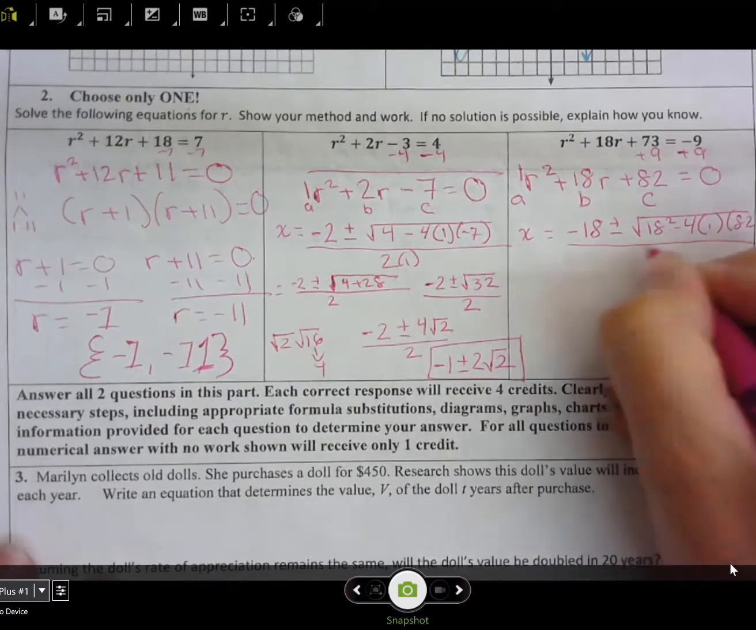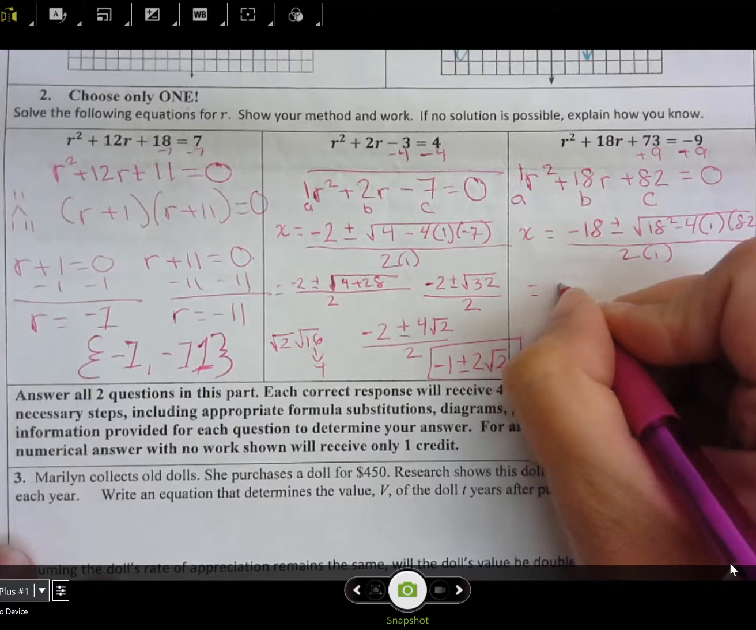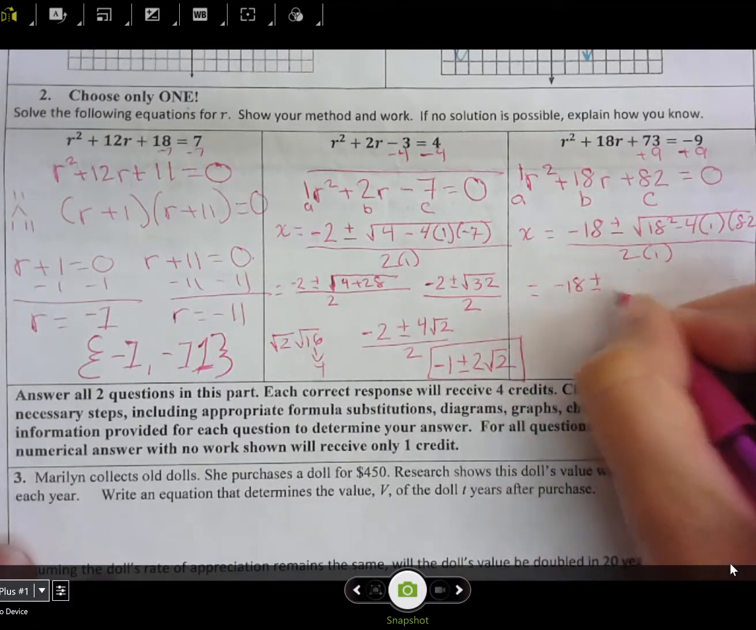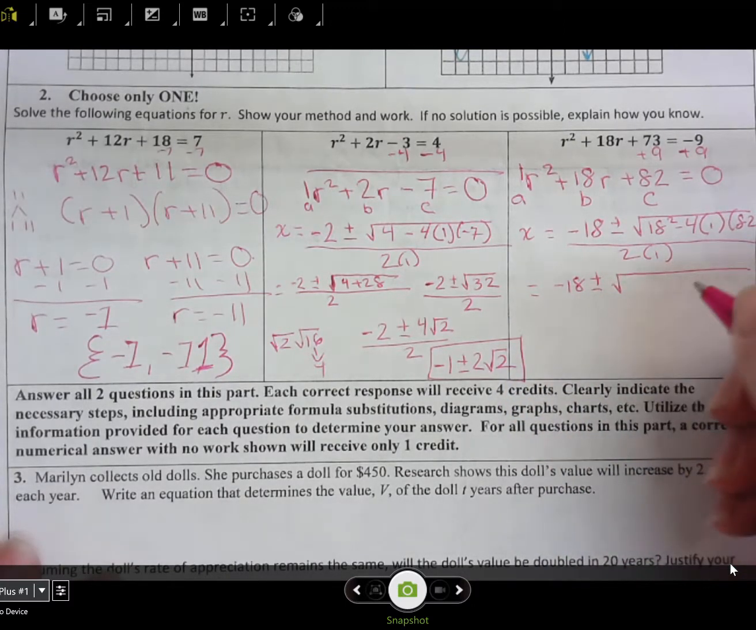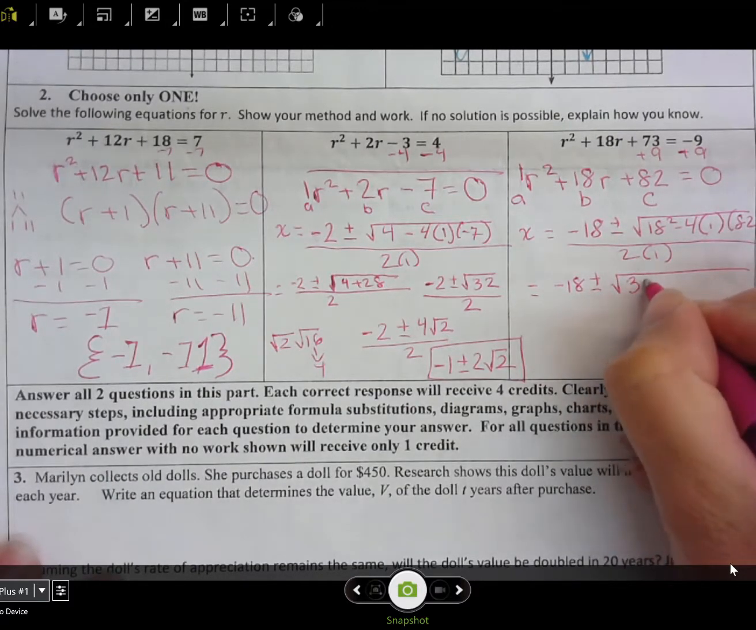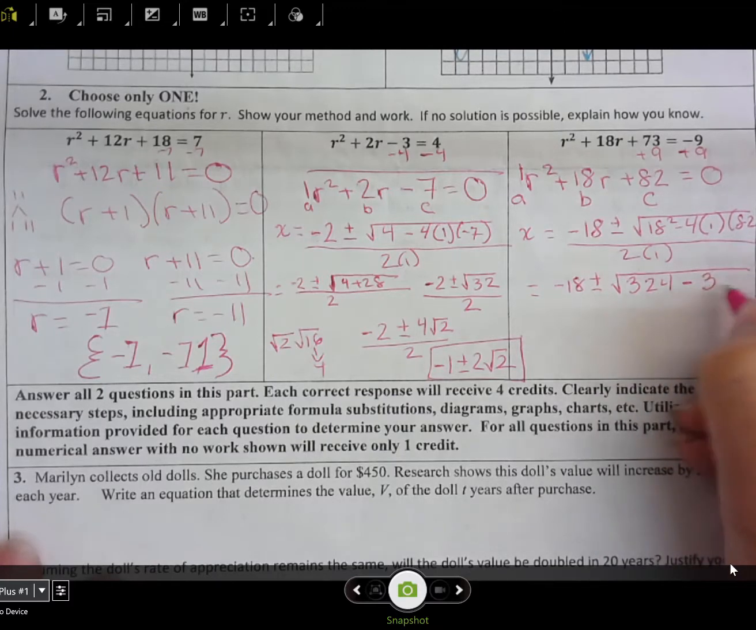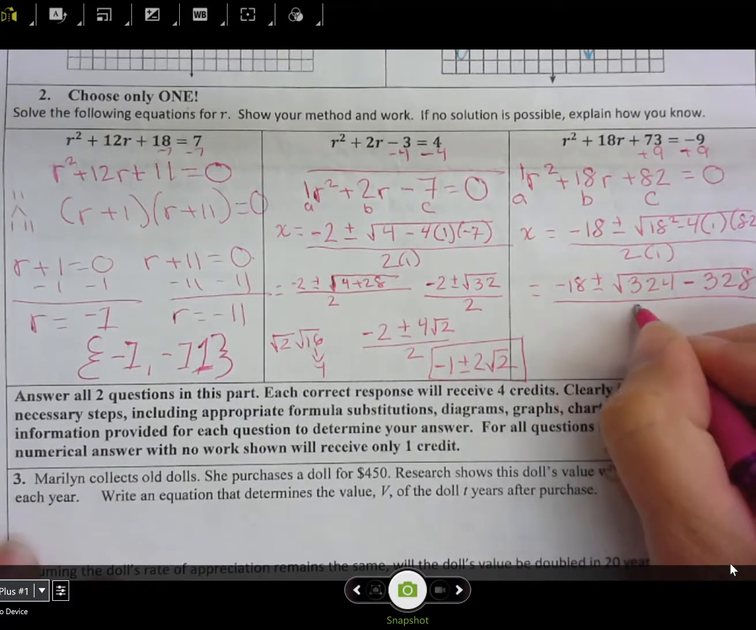all divided by 2a. Okay, so I'm going to simplify. Negative 18 plus and minus the square root, 18 squared is 324. Here, this is going to be negative. Negative 4 times 82 gives us negative 328. And that's all divided by 2.